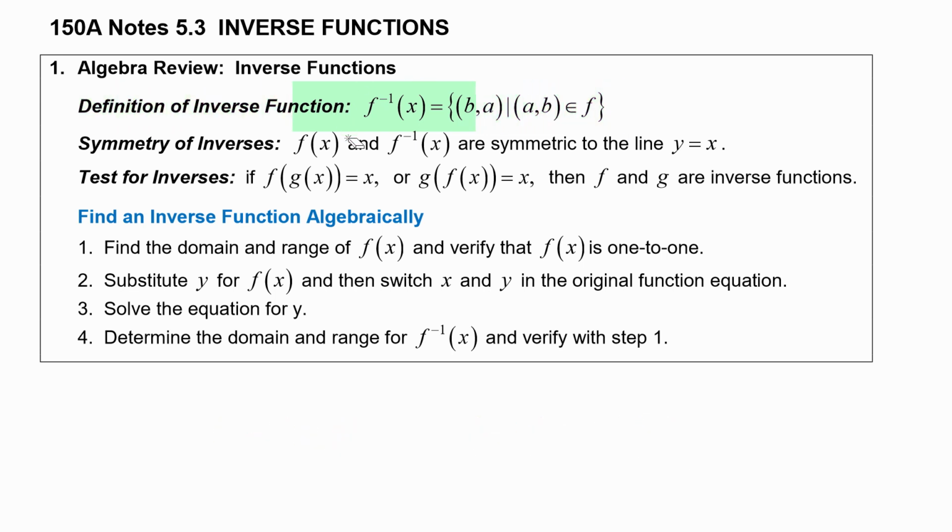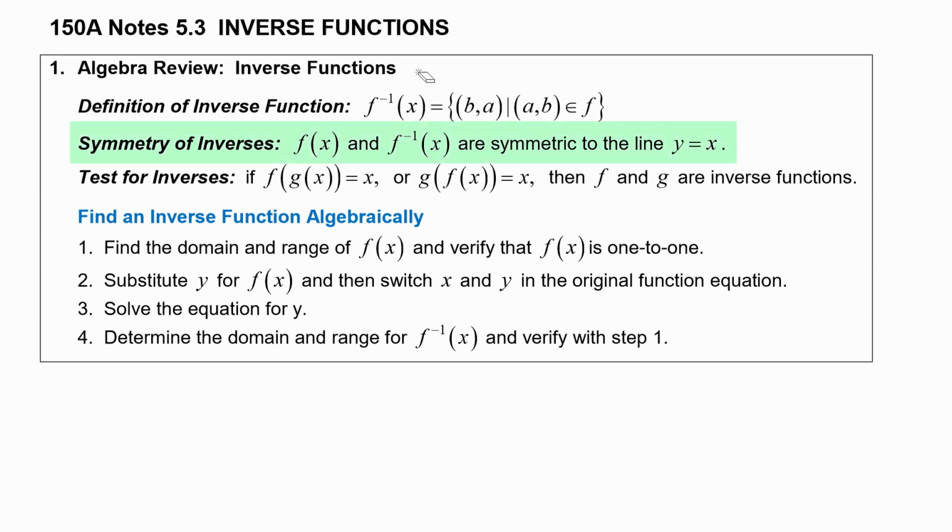Now notice this notation here, f inverse of x. This negative 1 right here, even though it's in the exponent position, does not mean an exponent of negative 1. This does not mean 1 over f of x. It does not mean that. The way you read this is f inverse of x.